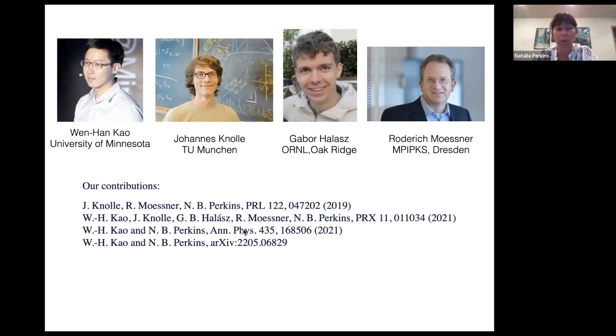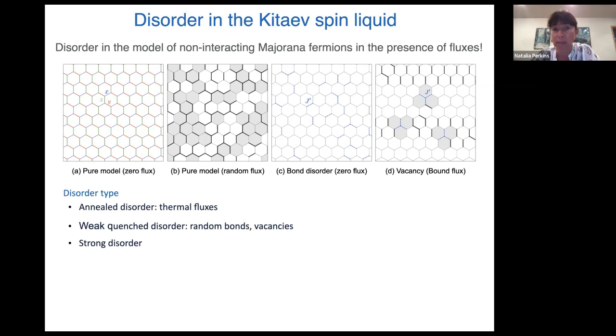So let me start with how we describe disorder and what kind of effect we can see when we consider disorder in the Kitaev spin liquid. So once again, this is the pure model. This is the zero flux. And already in the pure model, when all couplings are the same, we can have some thermal disorder in the form of the random flux. But we can also introduce some quench disorder, a weak disorder, and that can come in the form of the bond disorder. In that case, there is a certain number of bonds which has a different coupling strength. So everywhere it's J, that is these solid lines, and on the dashed line, you have the coupling J prime.